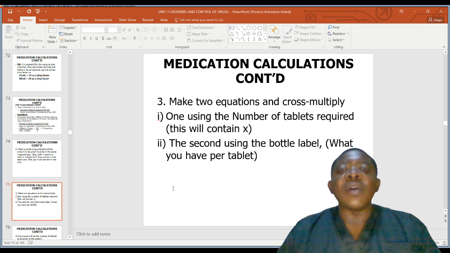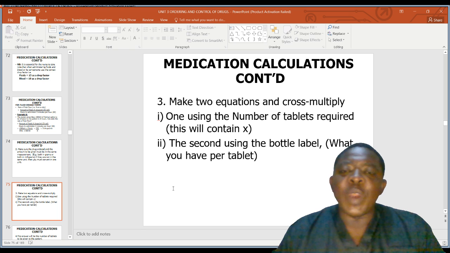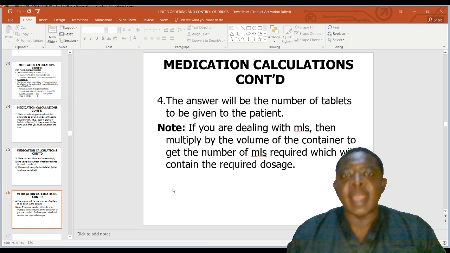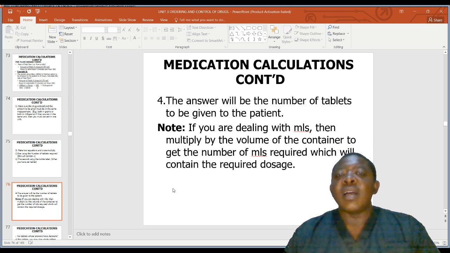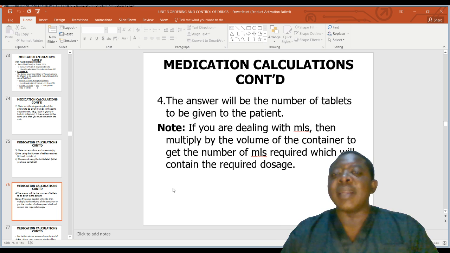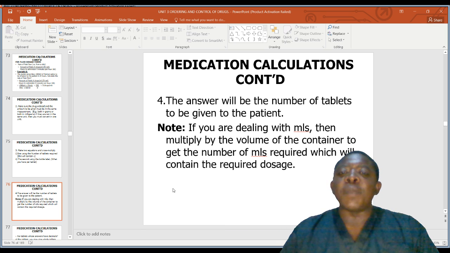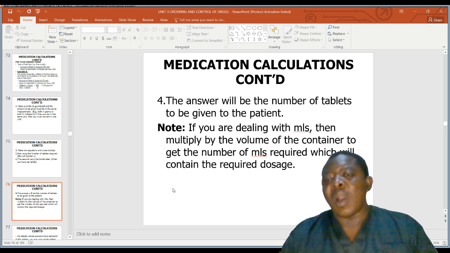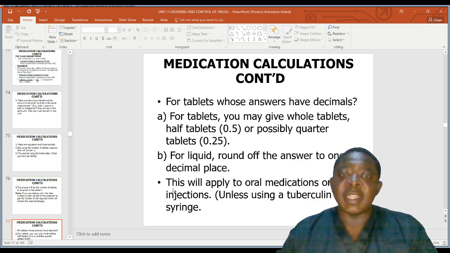Of course, apart from knowing the formula, you need to know that all the other mathematics rules will apply as you multiply. So the answer will be the number of tablets to be given to the patient. If you are dealing with mixtures, then multiply by the volume of the container to get the number of milliliters required, which will contain the required dosage.